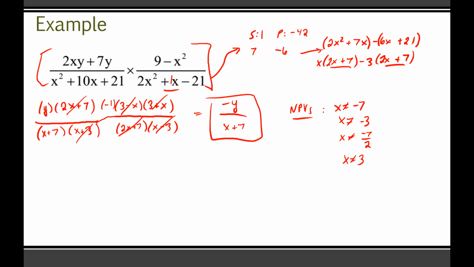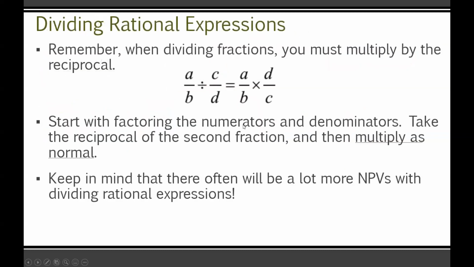Not a huge surprise. All right, last thing we got to do today, as if that wasn't already enough. This is a long lesson.